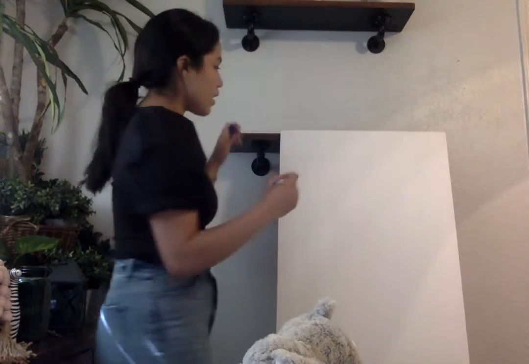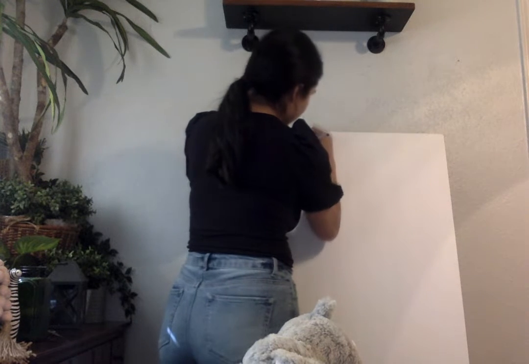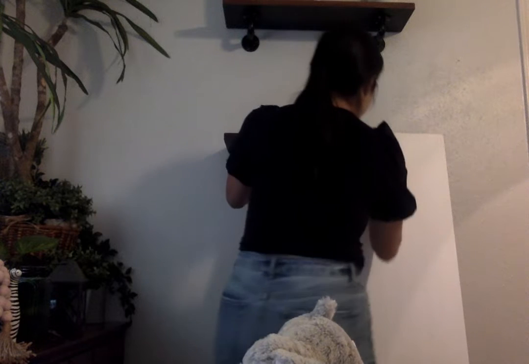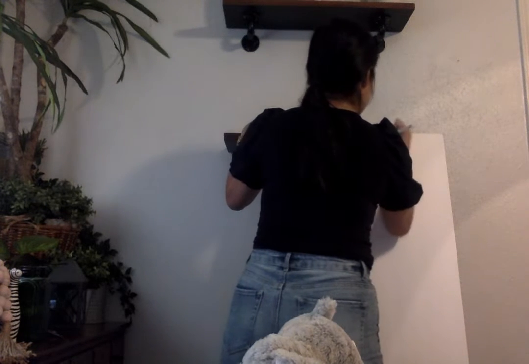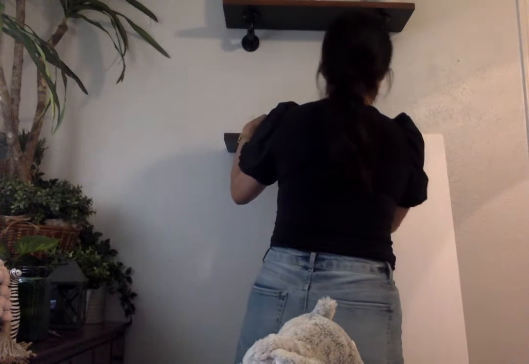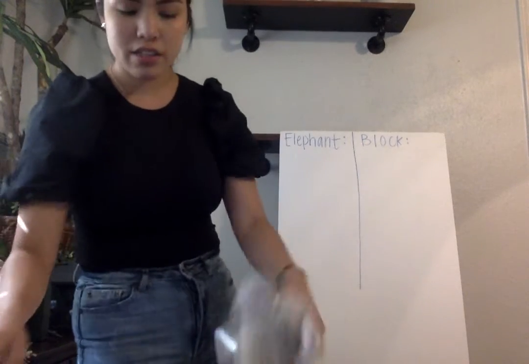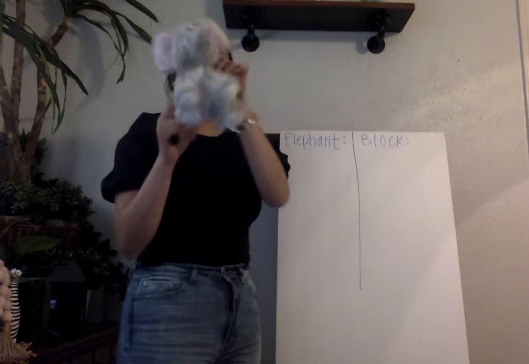So we're going to make a quick list. So our list, right? So our first item is an elephant. And then we have, what is a block? Okay. So we're going to make a list of the physical characteristics that describe these objects, okay? So let's start with Mr. Elephant. What is a good characteristic that describes this elephant? Let's look at him.